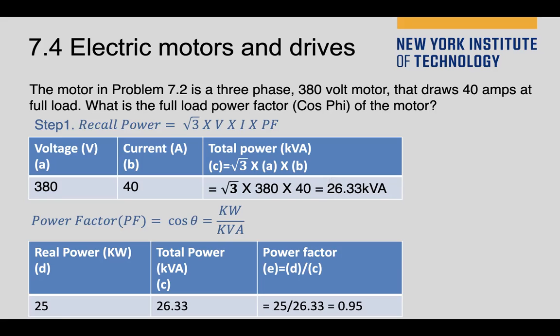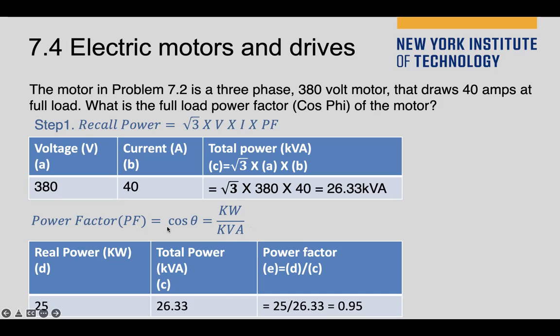Try to imagine a power triangle. By calculating root 3 times 380 times 40, that is the hypotenuse, the slope, the value of that. That is what we have already calculated, 26.33. And so we know this, and now we need to have the power factor.